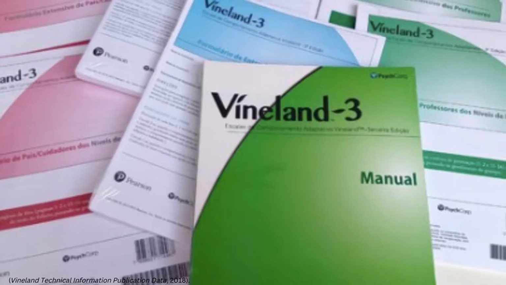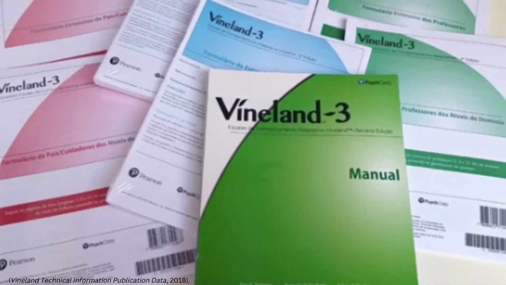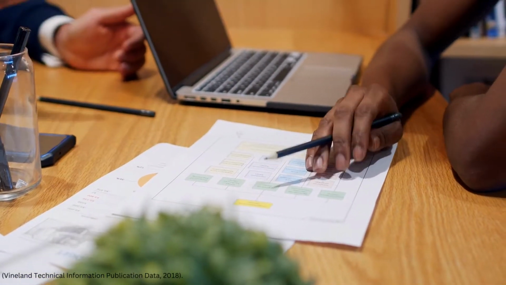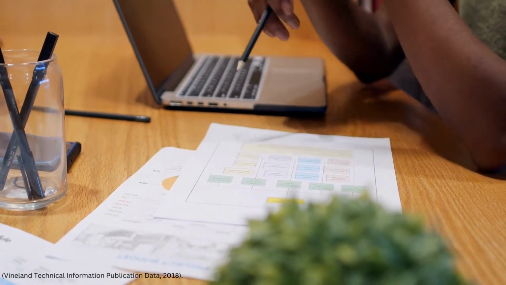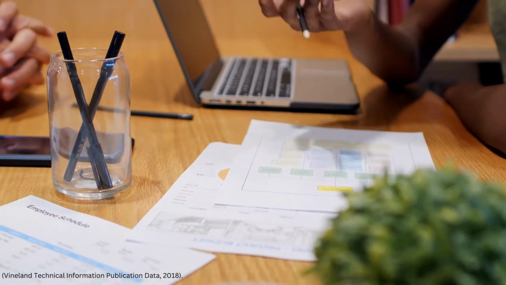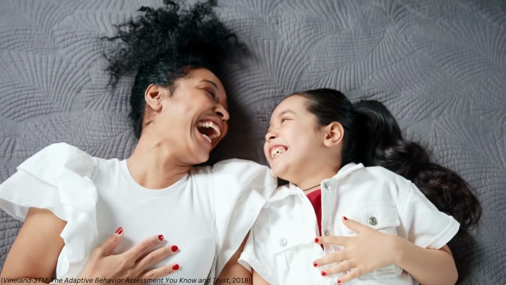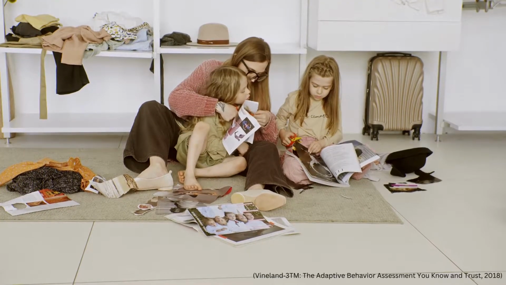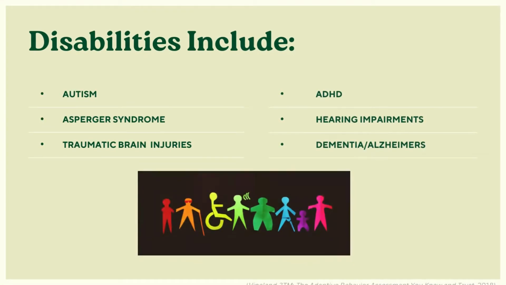The origins of the Vineland Adaptive Behavior Scales, 3rd edition, which is an individually administered measure of adaptive behavior, stem from the Vineland Social Maturity Scale, which was originally published in 1935 by Edgar A. Dole. The Vineland 3 is used as a diagnostic tool to help classify intellectual and developmental disabilities for individuals from birth to 90 or more years of age.